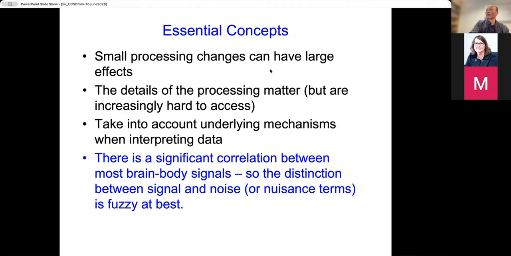Okay, so last thing is substance. Yeah, great. So basically, some of the things I heard you guys talking about actually tie into the remaining concepts. The next concept that is especially important for resting state is that significant correlation between most brain and body signals. So what is signal versus noise? The distinction is fuzzy at best.